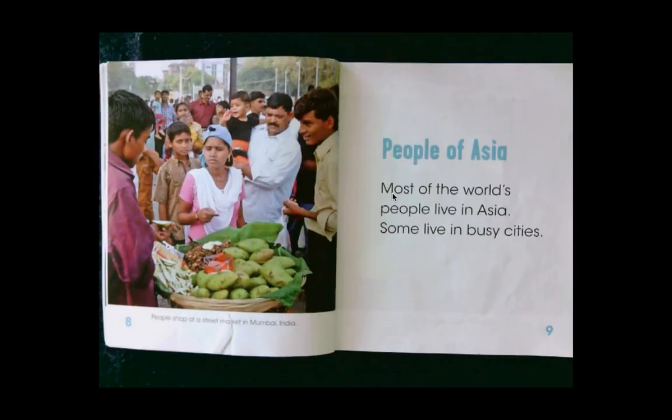People of Asia. Most of the world's people live in Asia. Some live in busy cities. So that means, friends, that if the world, the entire Earth, has a certain amount of people, most of them live in Asia. That's how many people live in Asia.